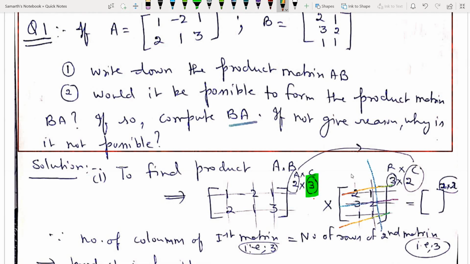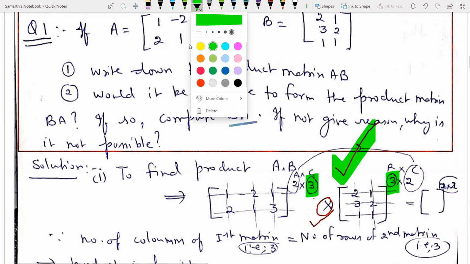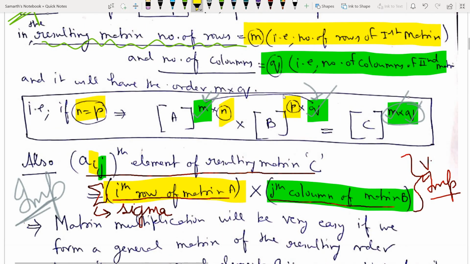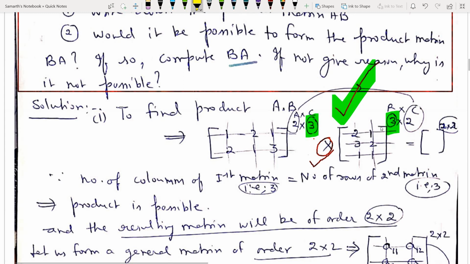Over here you can see that the number of columns of the first matrix is 3, because the order is 2 by 3, and the number of rows in the second matrix is 3, because the order is 3 by 2. So the number of columns of the first matrix is equal to the number of rows of the second matrix, in both cases 3 and 3. That means the product is possible, as per the rule that the number of columns of the first matrix should be equal to the number of rows of the second matrix for matrix multiplication.